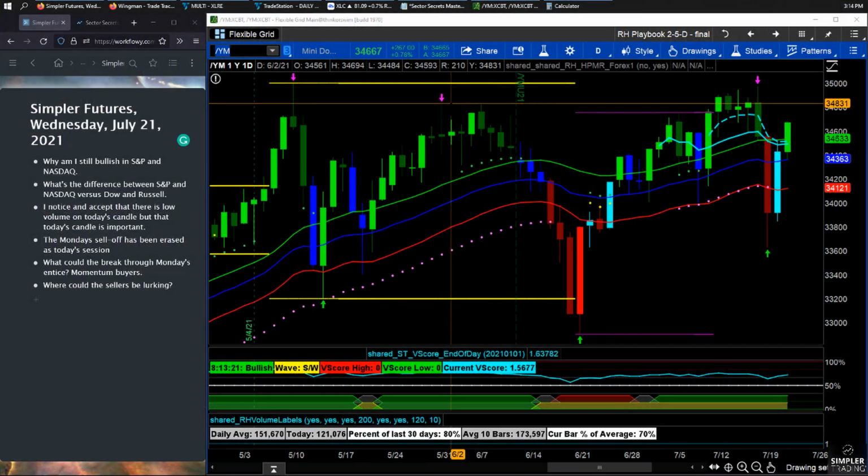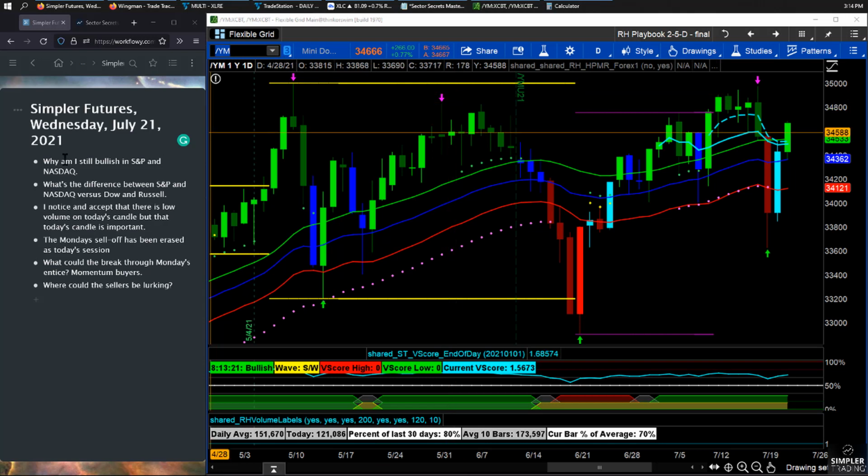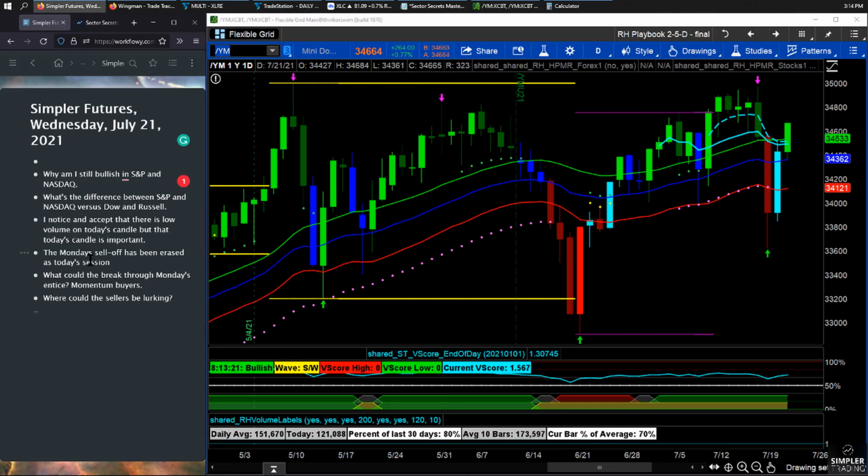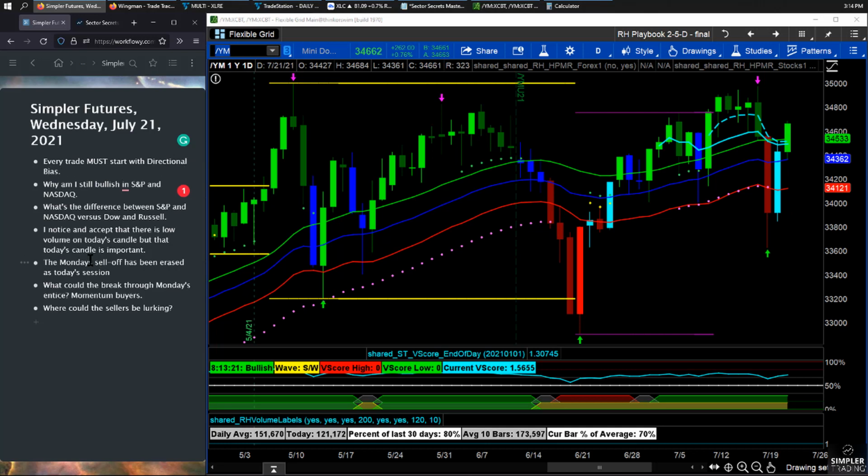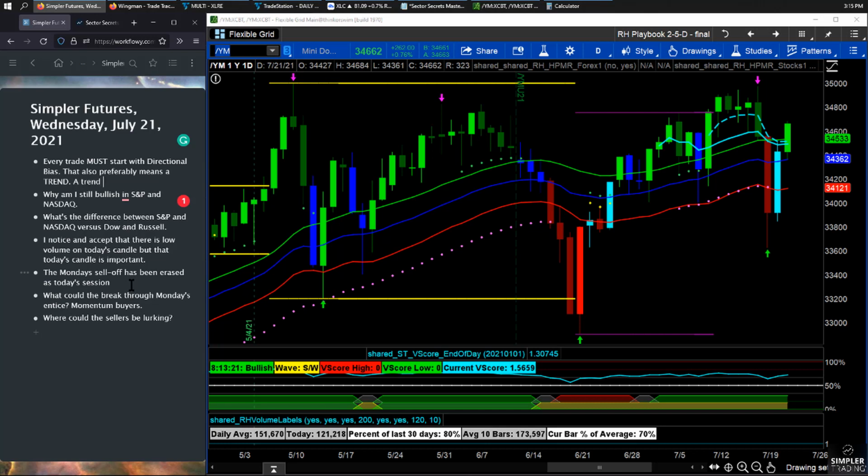You know, a basic question for every day trader, and frankly for any swing trader, is do we have directional bias? And I think every trade, I'm going to put this right at the top because it's so important. Every trade must start with directional bias. That means a path of least resistance. And that also preferably means a trend. And then a trend is preferably identified, right?